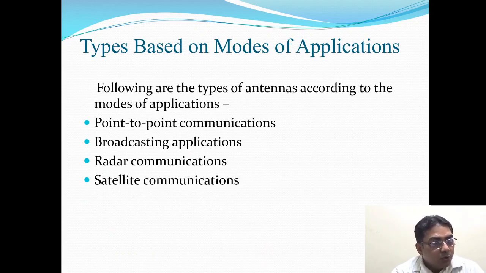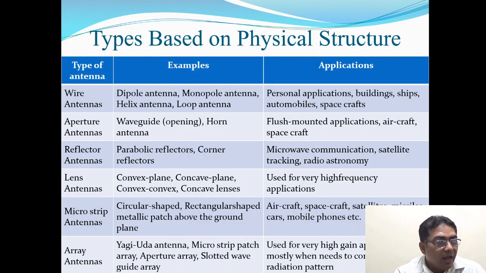Under the modes of application, following are the types of antennas according to the modes of application: point to point communication, broadcasting applications, radar communication, and satellite communication. So these four categories come under the modes of application of the antenna.